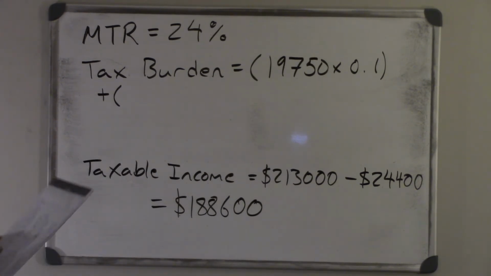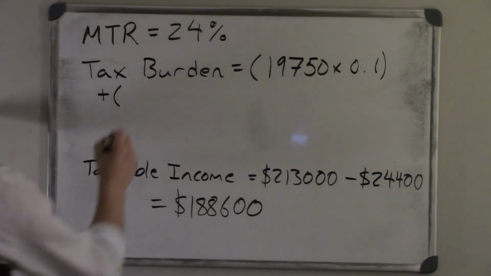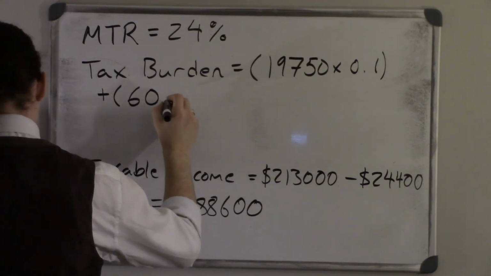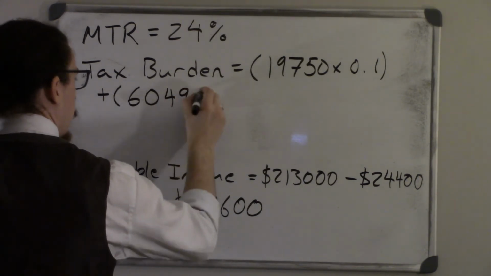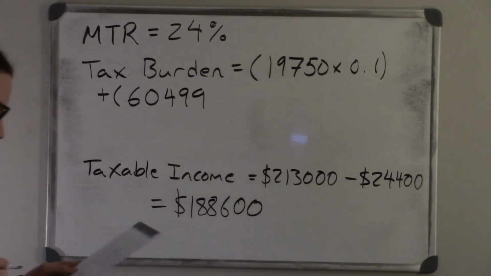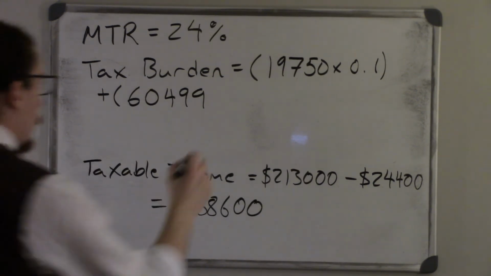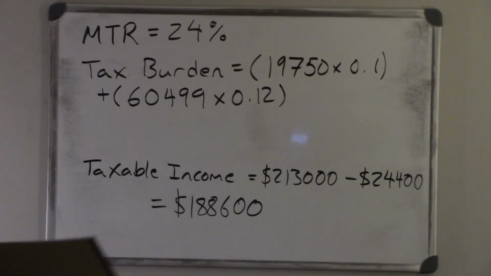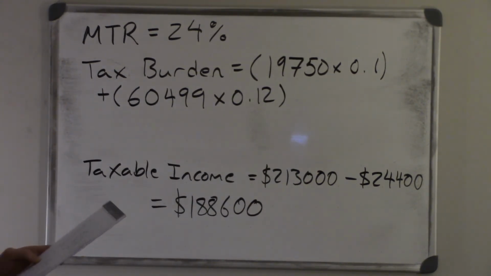And then the next portion of their income falls in the second bracket, so the $19,751 to $80,250. That's $60,499 that is in that second tax bracket. That is being taxed at 12% or 0.12.